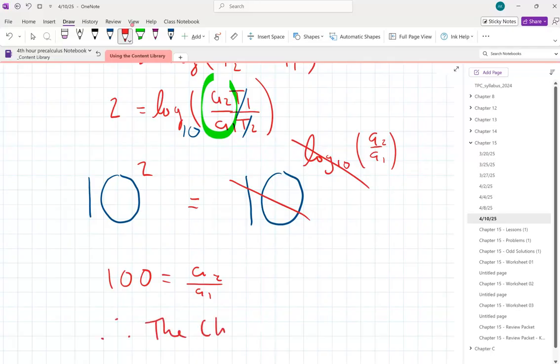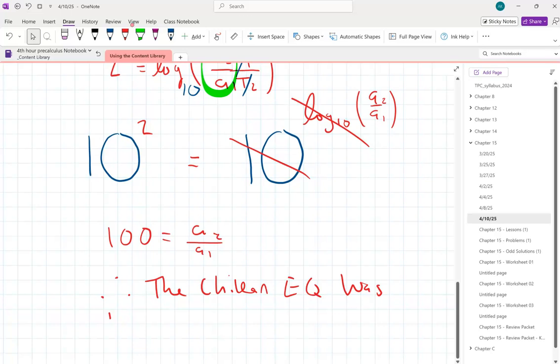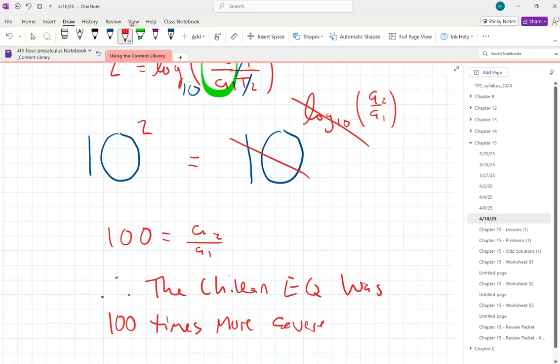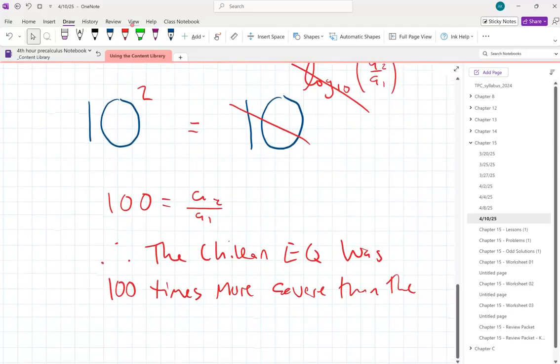So we can say that the Chilean earthquake was 100 times more severe than the San Francisco earthquake.